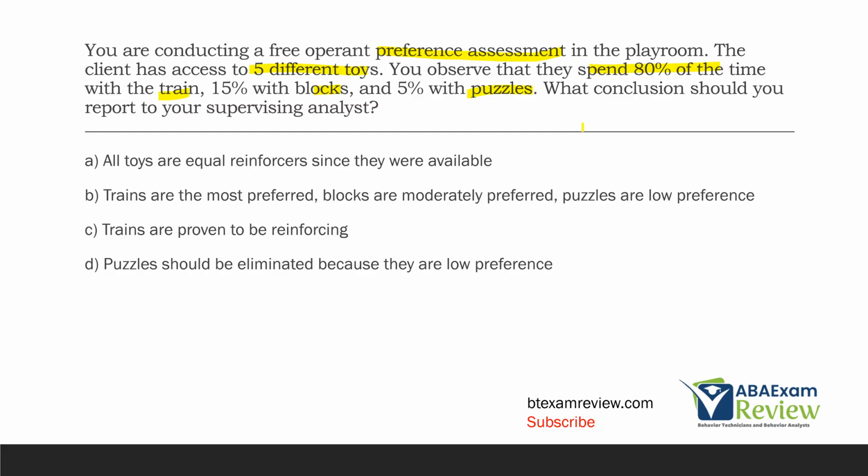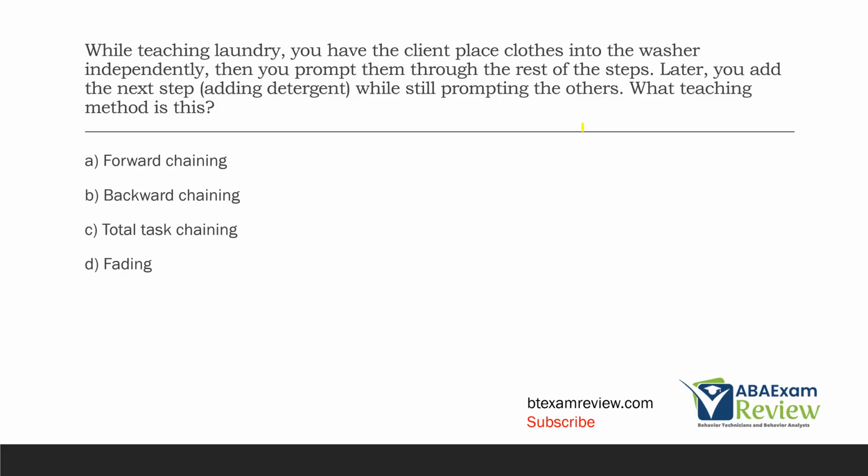And when you are doing a preference assessment, you really want to cast a wide net, because when we do a reinforcer assessment, we want as many possible reinforcers as possible. So if there was any engagement with the puzzles, we don't want to eliminate those. We want to potentially use those in our reinforcer assessment. So what you're going to conclude and report is exactly what happened. Trains are most preferred, blocks are moderately preferred, puzzles are low preference.